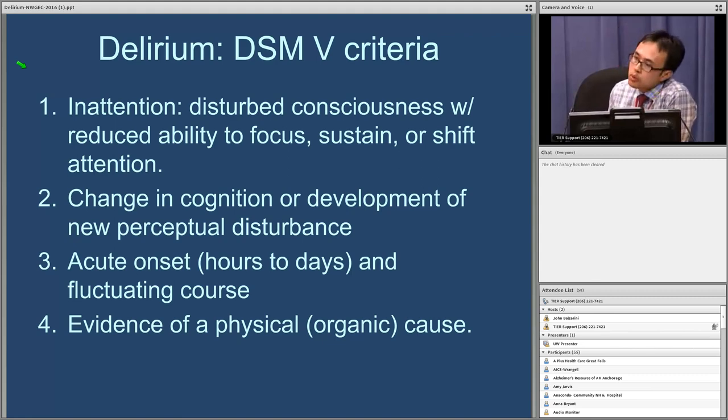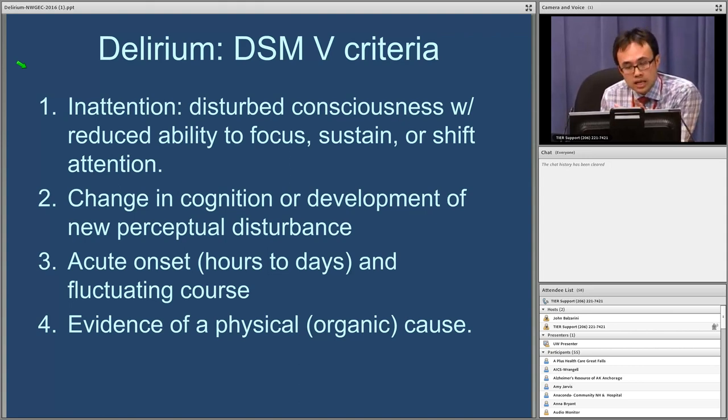One of the most important features of delirium is inattention and a disturbed level of consciousness, with a reduced ability to focus, very similar to that example we talked about in the previous slide. The attention shifts from one topic to the next, or even shifts in terms of altered level of consciousness. In our example, this woman didn't have any perceptual disturbance, but that refers to possibly developing hallucinations, seeing things that aren't there.